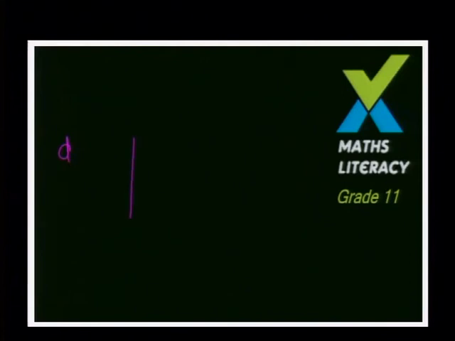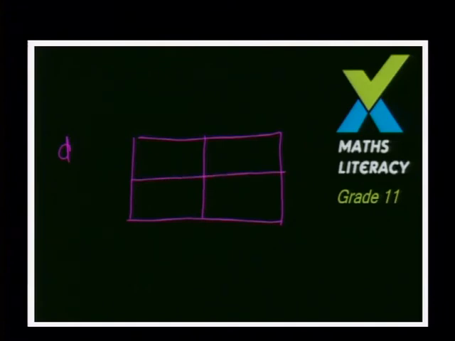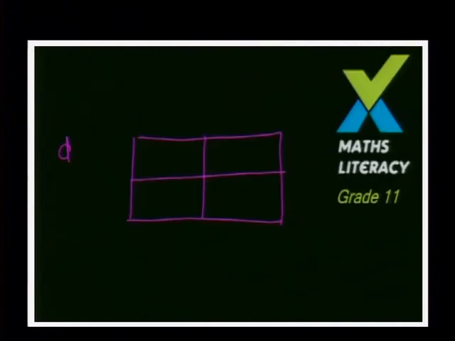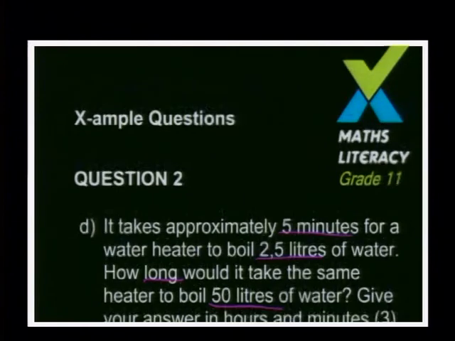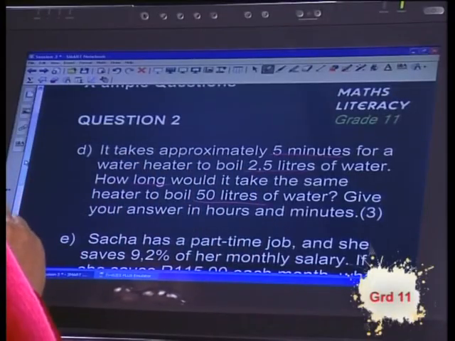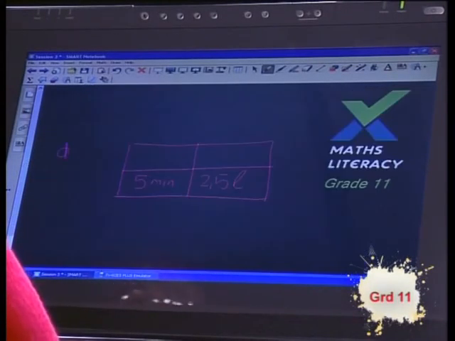I'm going to use my blocks. So let's set up the blocks. This was question D. Right, what have I been given? I've been given that it takes 5 minutes for 2.5 liters of water. That's my given. So I'm going to fill that into my blocks. It takes 5 minutes for 2.5 liters. That was given, fill it in at the bottom. What am I being asked? I'm being asked how long, so I'm looking for time, and to boil 50 liters of water. So I've got a question mark and I've got 50 liters.